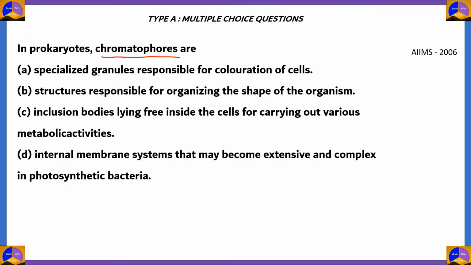Option A, specialized granules responsible for coloration of cells. Chromatophores are not for coloration, although the name may lead you to believe that they are granules for coloration, they are not. So option A is incorrect. Option B, structures responsible for organizing the shape of the organism. This is the function of the cytoskeleton and not chromatophores. So option B is incorrect.